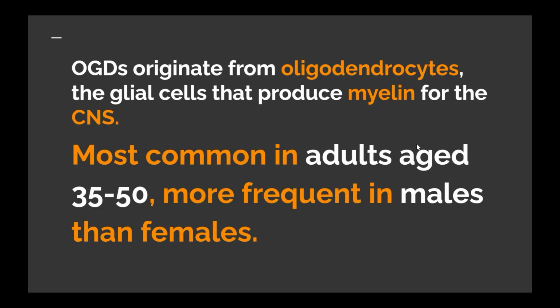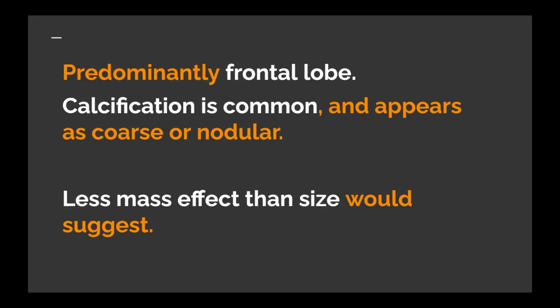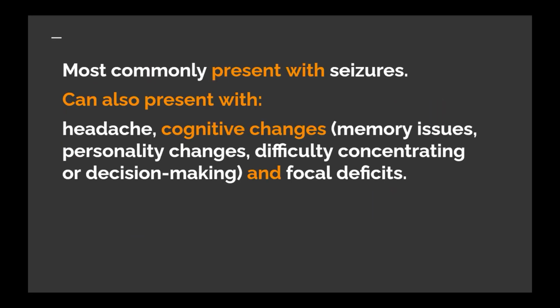They originate from oligodendrocytes, which is pretty visible from the name, and are very common in adults aged 35 to 50, more frequent in males than females, and predominantly in the frontal lobe. Calcification is common. There's a very particular name for it. I think it's called gyriform calcification, because the calcification follows gyri, and that is visible on the CT. Less mass effect than the size would suggest. So they commonly present with seizures, headache, cognitive changes, and focal deficits.